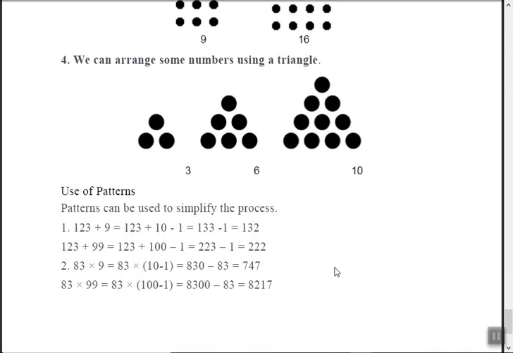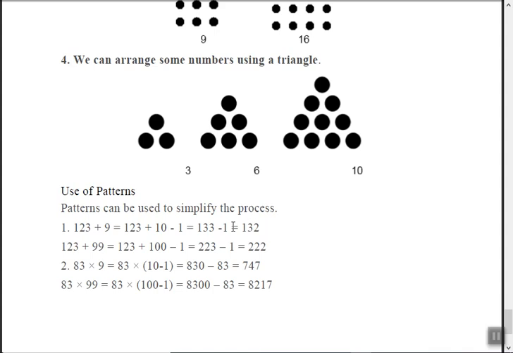So why are we arranging them in patterns? For doing verbal calculations, it becomes easier through the pattern system. For example, 123 plus 9. You'll say it's so easy, it's 132. But follow the pattern. 123 plus 9, make it 10 minus 1. So 123 plus 10 is easier: 133. 133 minus 1 is 132.